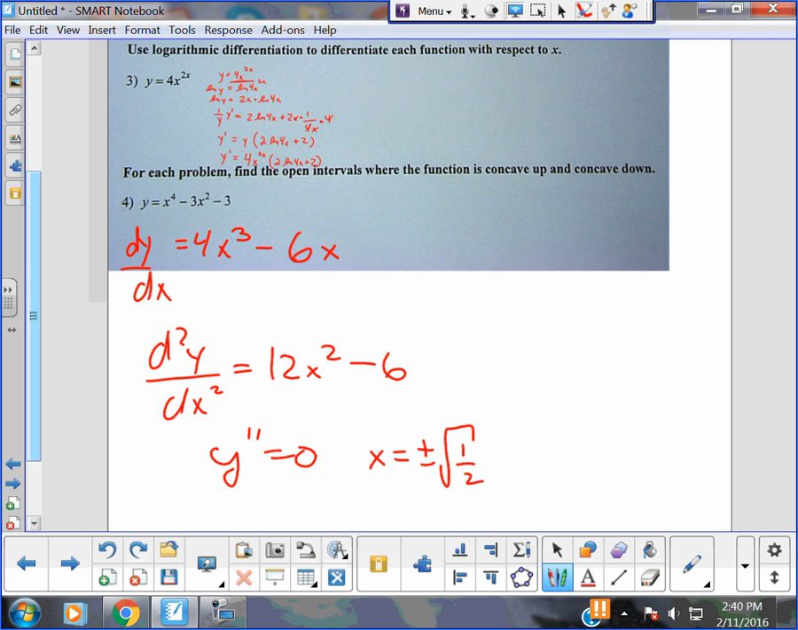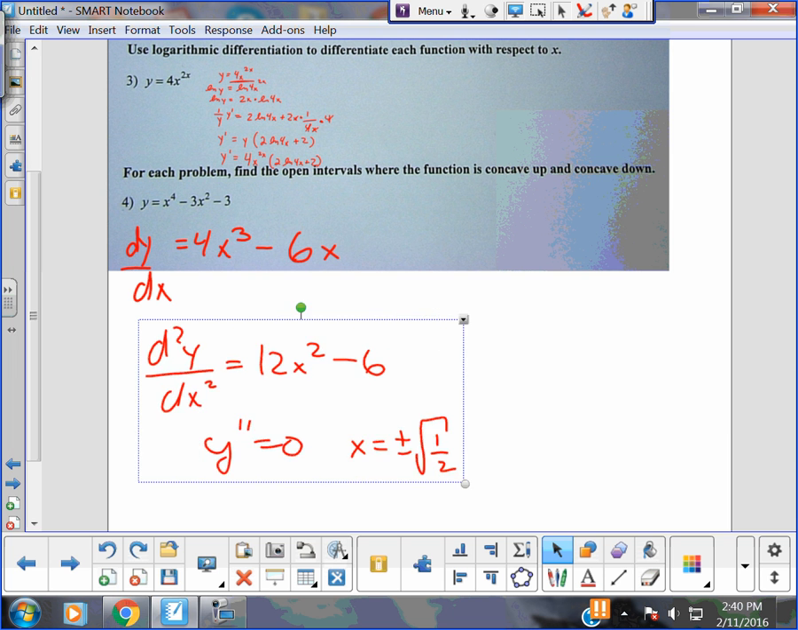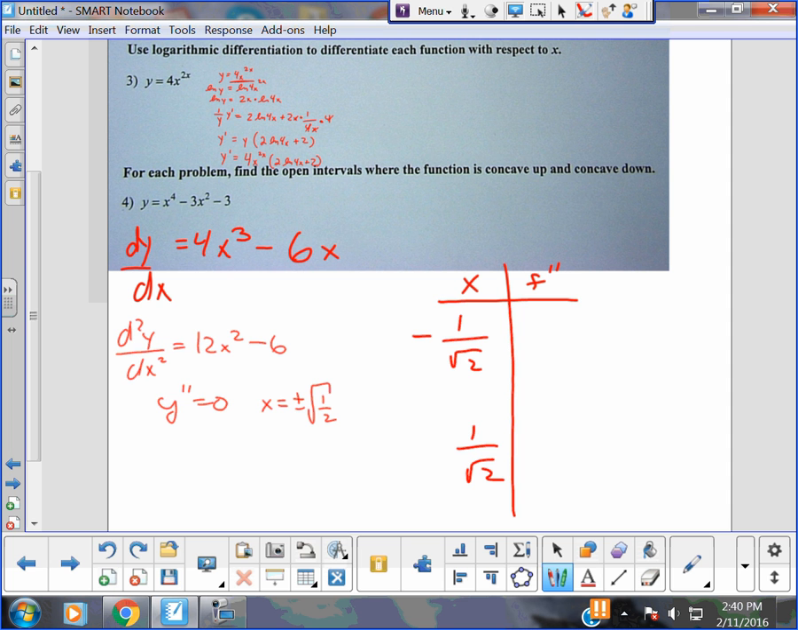All right. I can make a quick little table to help myself out so I can figure out the signs. I get negative 1 over square root of 2, positive 1 over square root of 2, and I have those regions. And I know f prime prime is 0 here, 0 here. I have 3 regions. I got to get the signs in these 3 box areas to know the concavity.